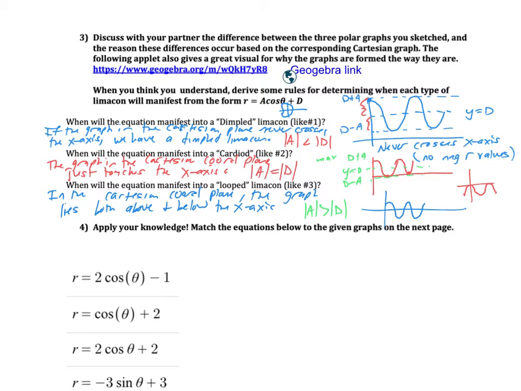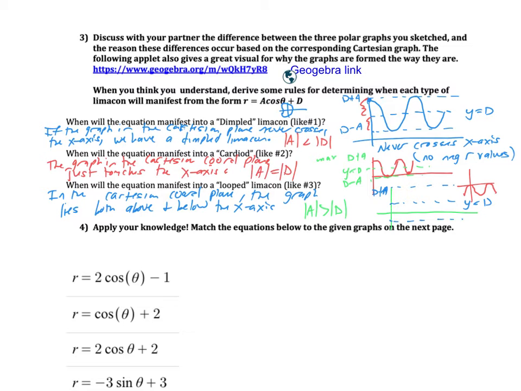Because in this case, I'm going to draw a different graph here and make it a little more obvious and a little more explicit. So let me draw in the x-axis. Let's say that our midline is here at y equals d, and let's say we go up a units and down a units.